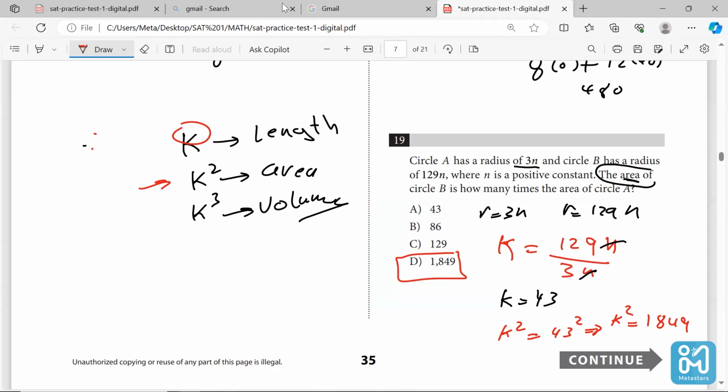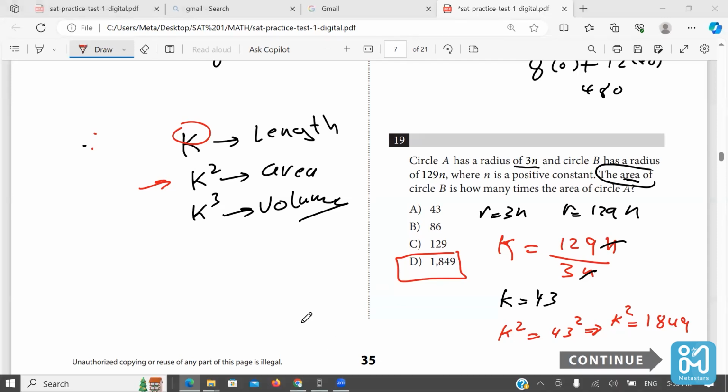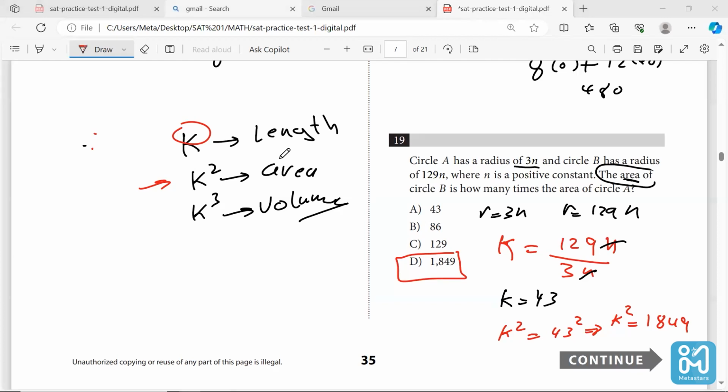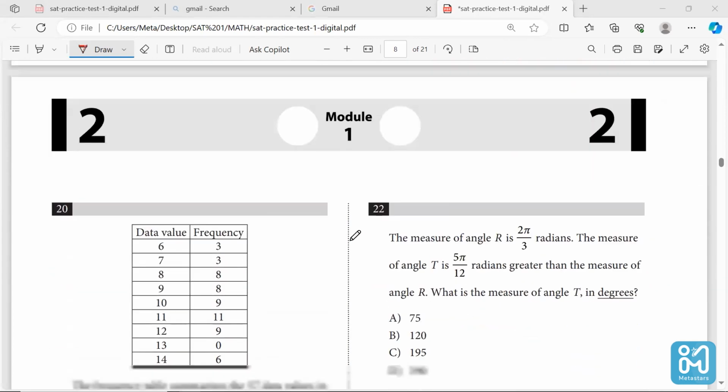Guys, do you have any question? Do we have any question, guys? Okay. Let's see another question. 20.